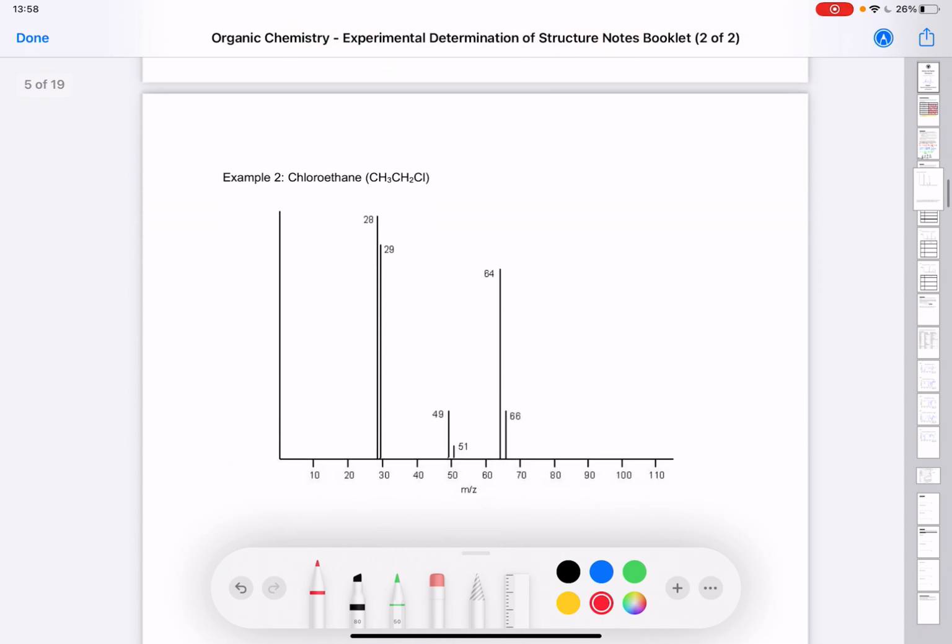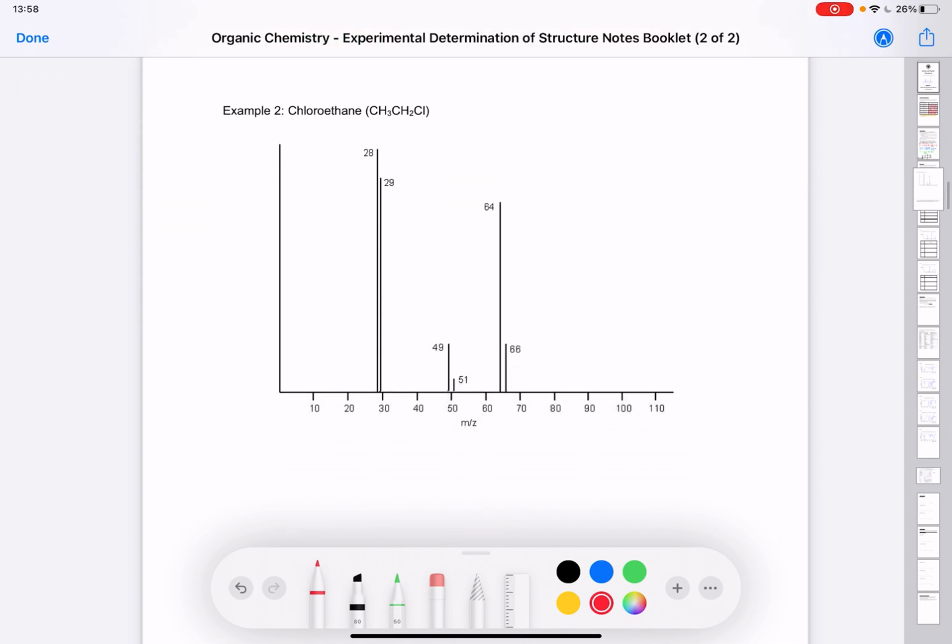Okay, let's look at another example. For this one here, we've got chloroethane, and what you can see for this particular mass spec is they've actually given the number of the mass to charge ratio beside each of the peaks, which is quite handy. Now, looking at the peak with the highest mass to charge ratio, again, you can see that there is a couple of peaks in a very small area there. So that would indicate that we have a number of different isotopes present here.